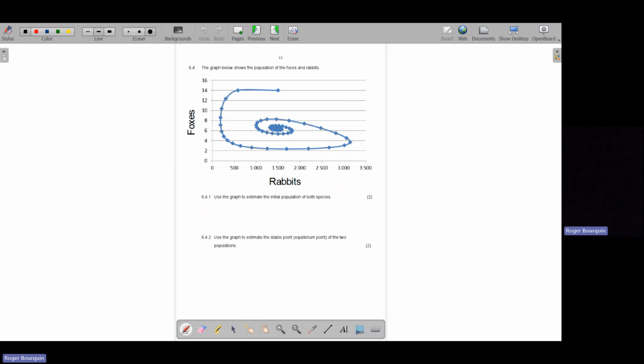The next question is, you've got to read off these answers over here. It says, use the graph to estimate. So you've got this spiral plot over here.